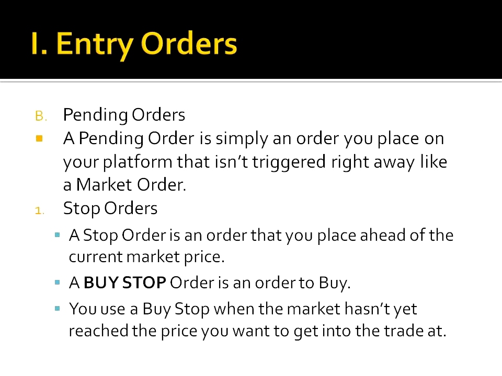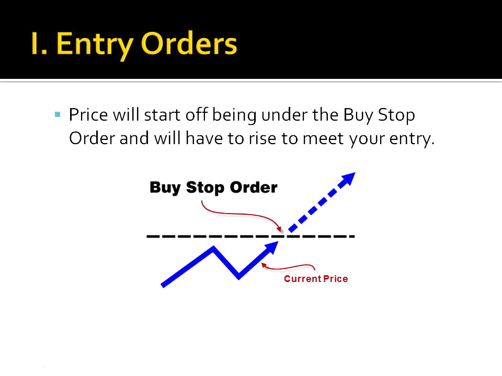You'll use a buy stop order when the market hasn't yet reached the price you want to get into the trade at. Price will start off being under the buy stop order. This is what makes it a buy stop order. Price will have to be under the order, under where you want to get in. Price will have to climb up to trigger your order. So price will rise, trigger your order, and then in order for you to make a profit, it'll have to keep rising because you'll be in a buy trade.